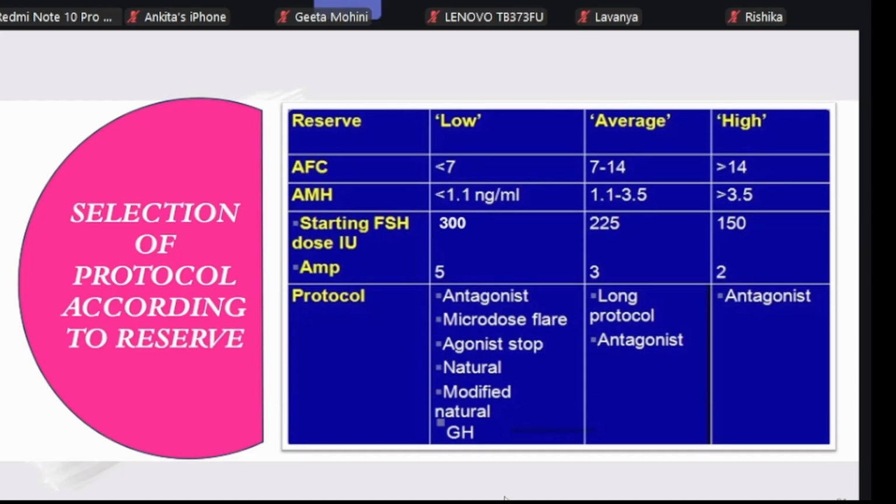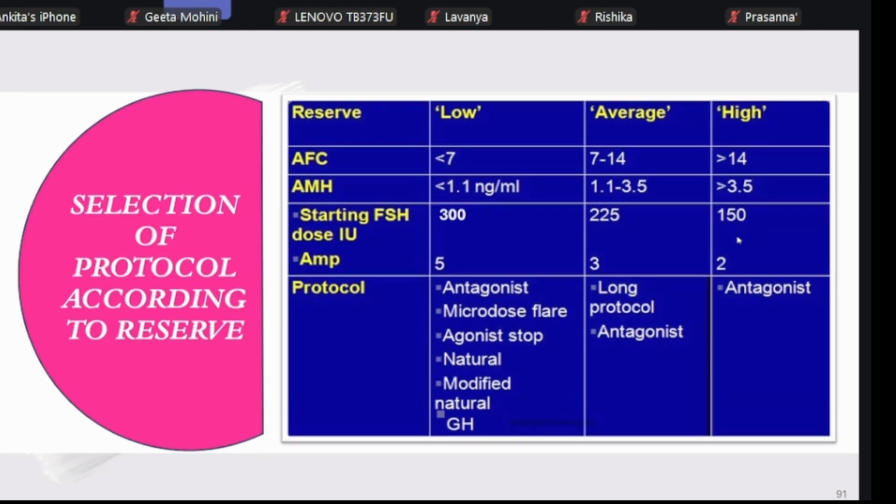For all types of responders, we can consider doing an antagonist protocol. In a few cases where there is follicular asynchrony, we can consider doing the long agonist protocol. The starting dose in low responders should be 300 international units, in normal responders we start with 225, and in high responders we can start with 150 international units.